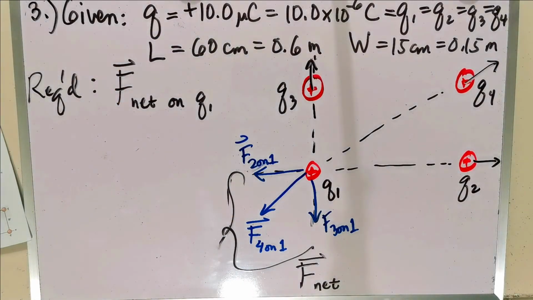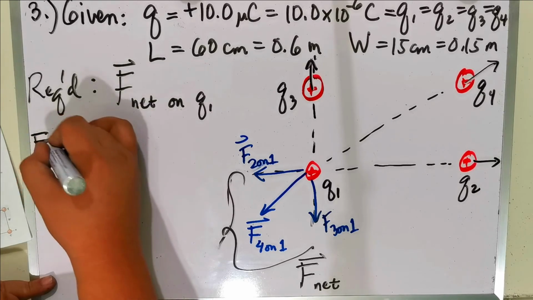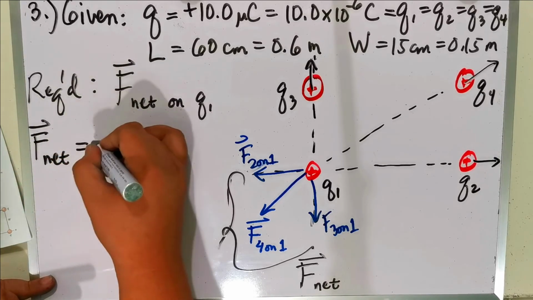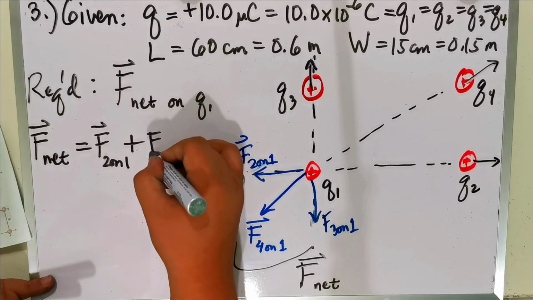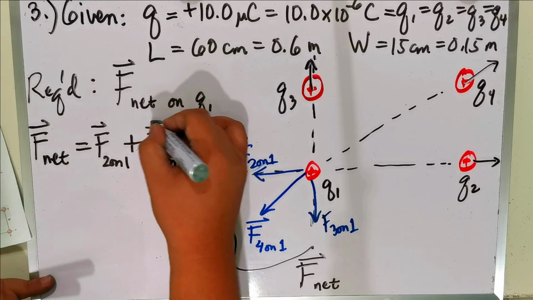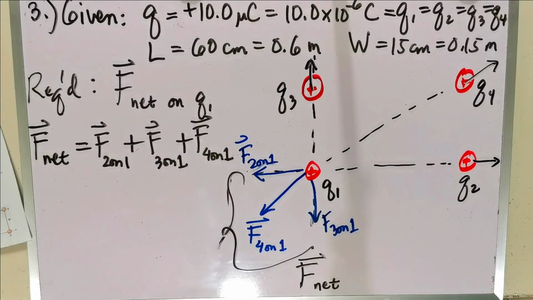Since there are three forces involved coming from the other three charges, that is superposition. So you have F net, which is now equal to F2 on 1 plus F3 on 1 plus F4 on 1. And the equations for F2 on 1, F3 on 1, and F4 on 1 are given by Coulomb's law, which is kQ Q prime over r squared.